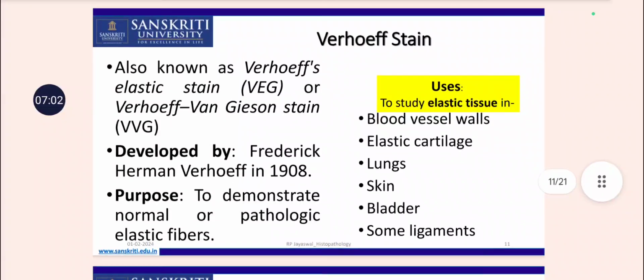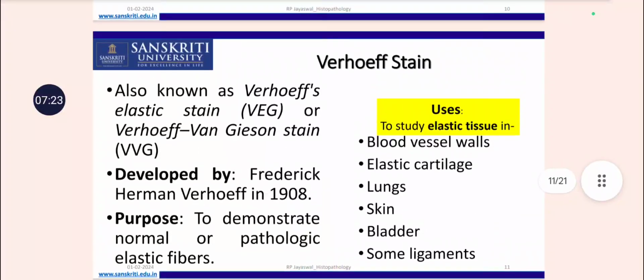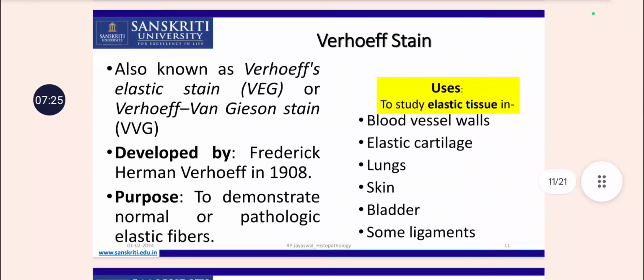Next is Verhoeff stain. This stain is also known as Verhoeff's elastic stain or Verhoeff's van Gieson stain. This stain was developed by Friedrich Hermann Verhoeff in 1908. The purpose of this Verhoeff stain is to demonstrate normal or pathologic elastic fiber.